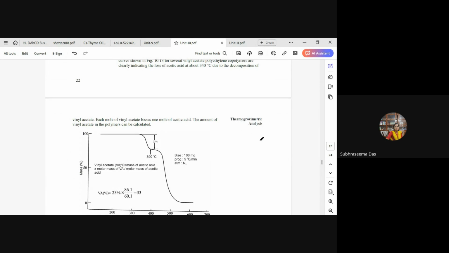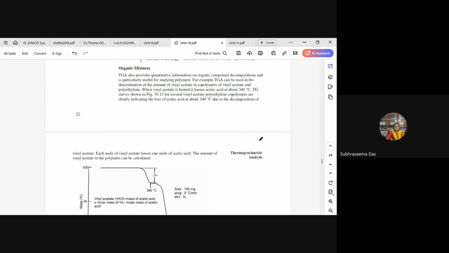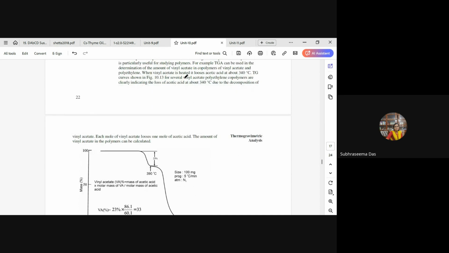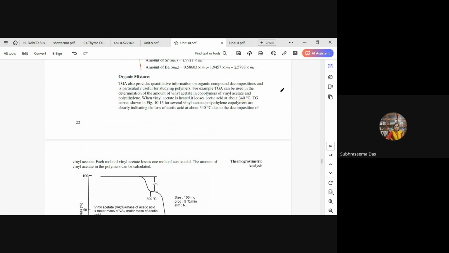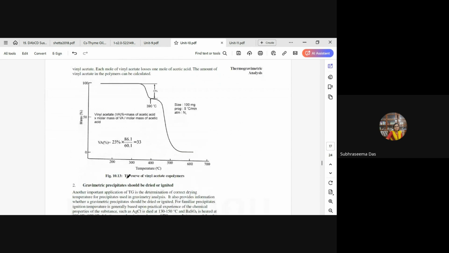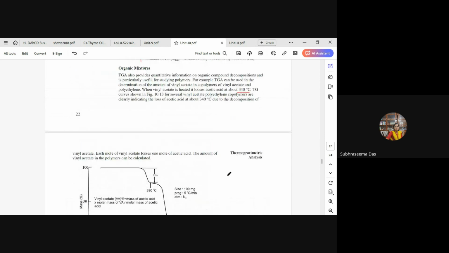Now coming to the analysis of organic mixtures. TGA also provides quantitative information on the decomposition of organic compounds. TGA has been used to determine the amount of vinyl acetate that is present in a copolymer of vinyl acetate and polyethylene. Now when vinyl acetate is heated, it loses acetic acid around 340 degrees centigrade. Here it has been shown. The TG curves have been shown here in figure 10.13.